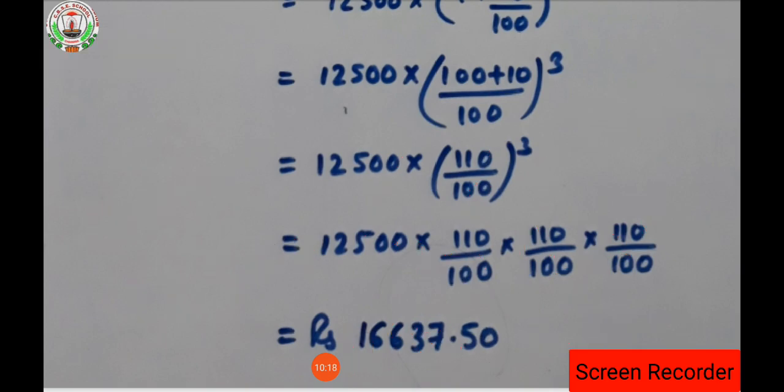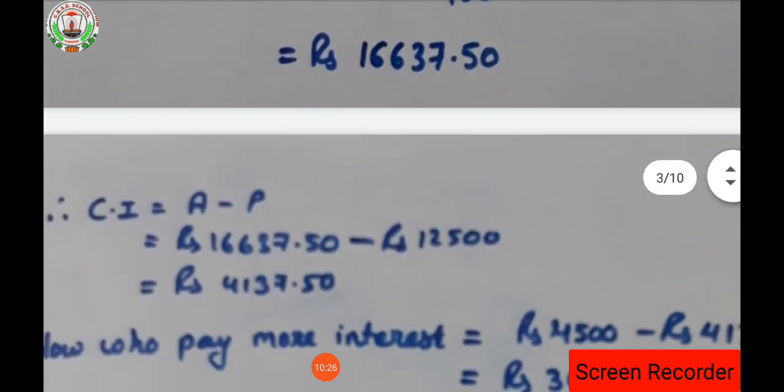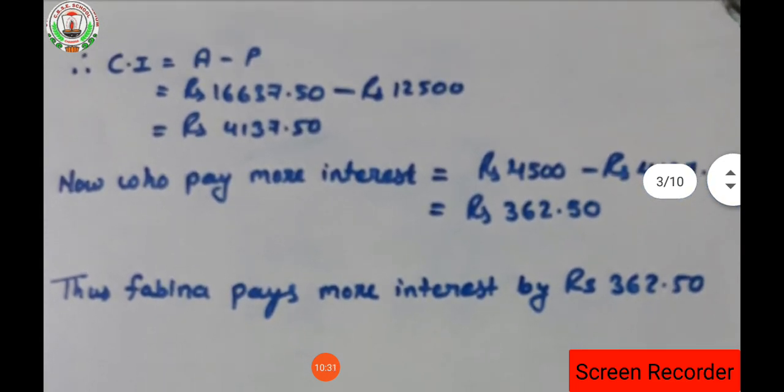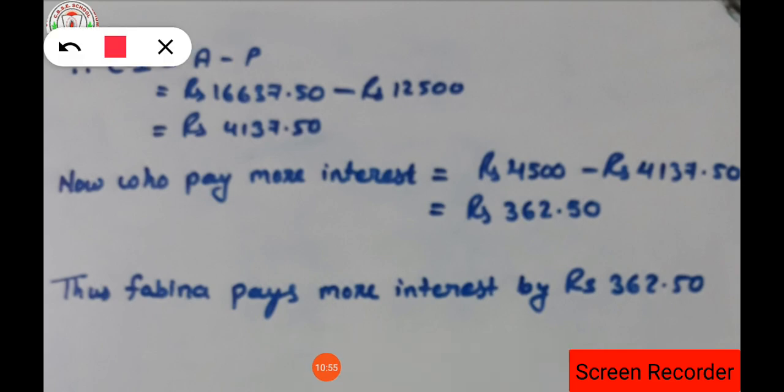So we have found the amount for Radha as well as the simple interest for Fabina. Now after finding the amount for Radha, we are going to find the compound interest, since the question talks about compounded annually. So compound interest is equal to amount minus principal, where the amount we found as 16,637.50, minus the principal, which is 12,500. Then subtracting both the numbers, what will we get?